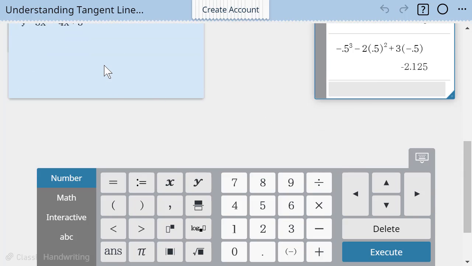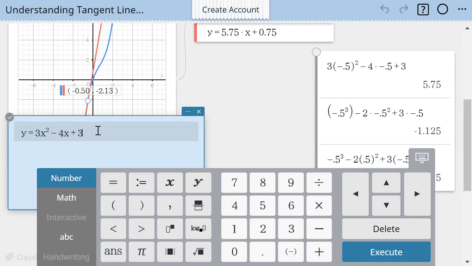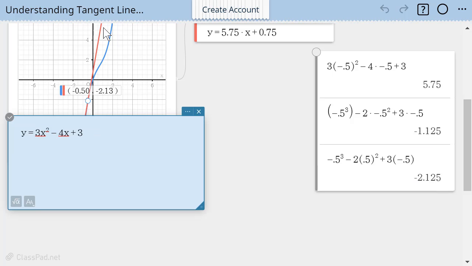So now I use my point slope form. What does my point slope form say? It says this red line, this tangent line, has a slope and it has a point at negative 0.5, negative 2.13. So y minus the y coordinate, which in this case is negative 2.13, I'm just using my point slope form, sorry, equals the slope that we already figured out was 5.75, so 5.75 times x minus the x value at that tangent point.